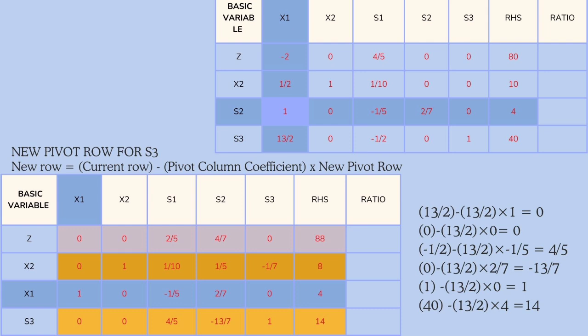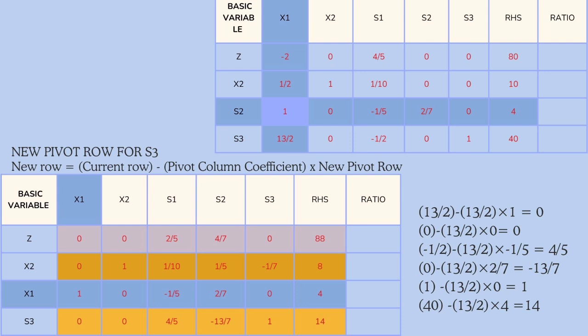Then, next is 0 minus 13 over 2 times 0 is equal to 0. Negative 1 over 2 minus 13 over 2 times negative 1 over 5 is equal to 4 over 5. 0 minus 13 over 2 times 2 over 7 is equal to negative 13 over 7. 1 minus 13 over 2 times 0 is equal to 1. 40 minus 13 over 2 times 4 is equal to 14.